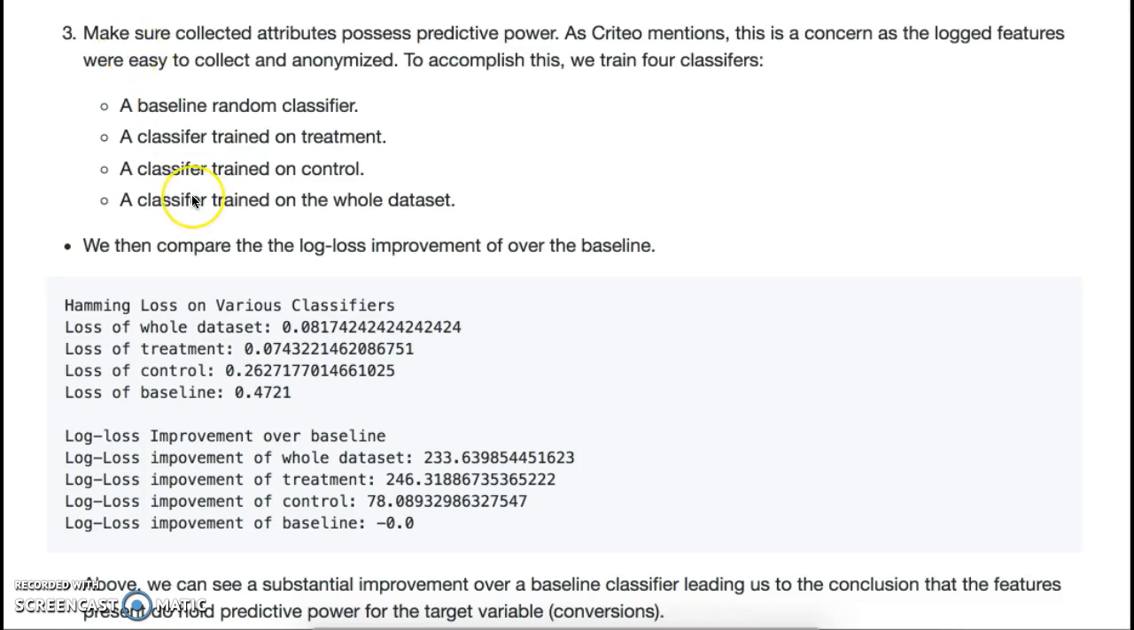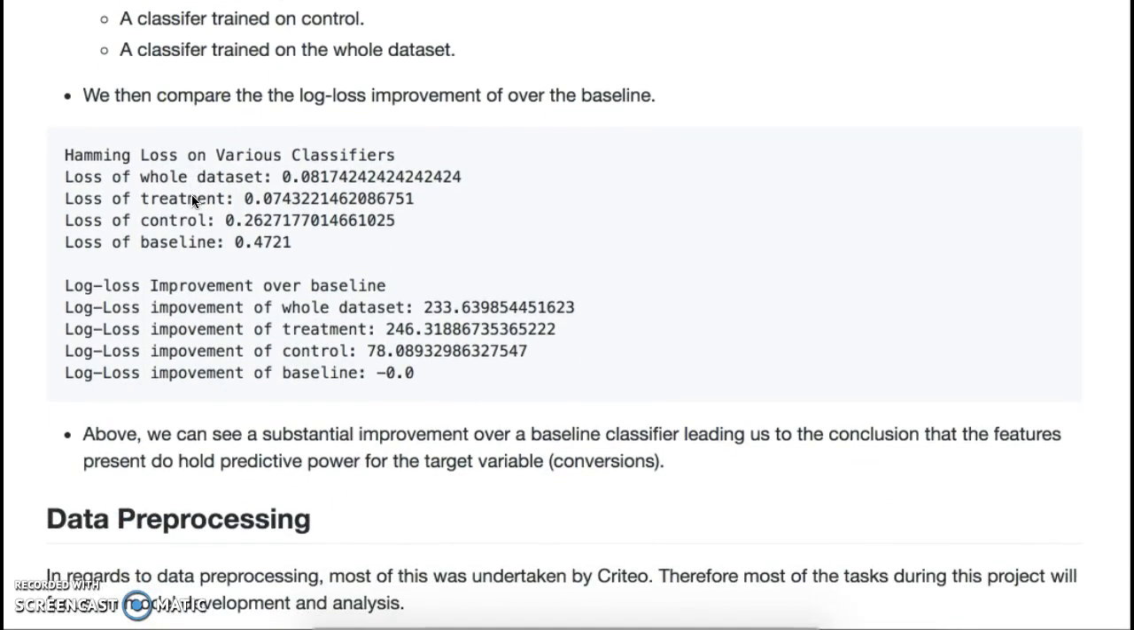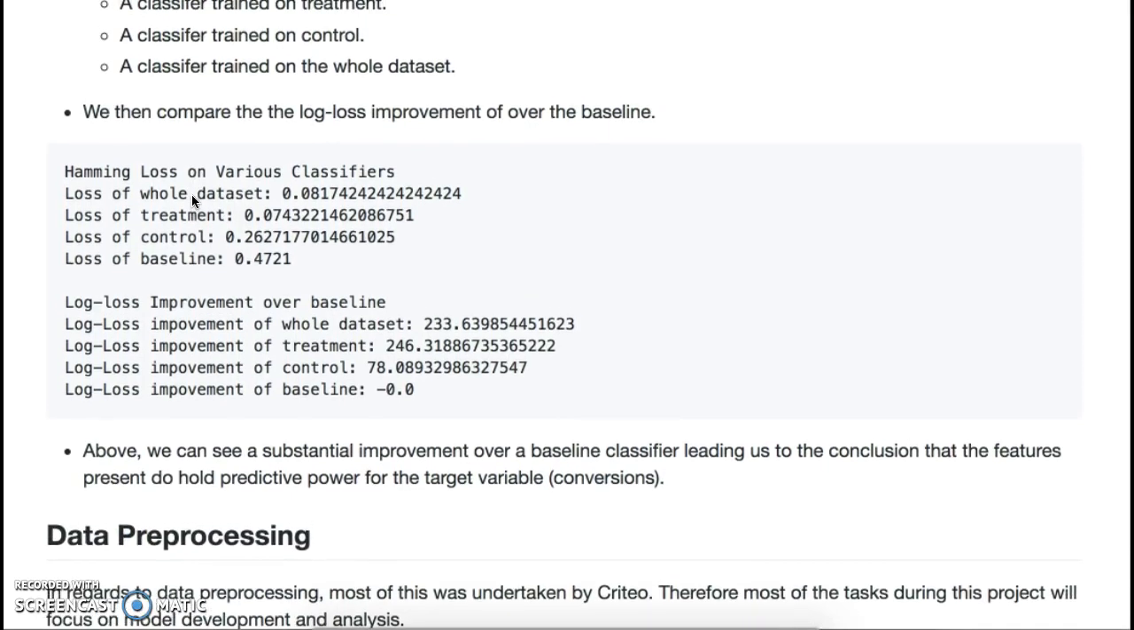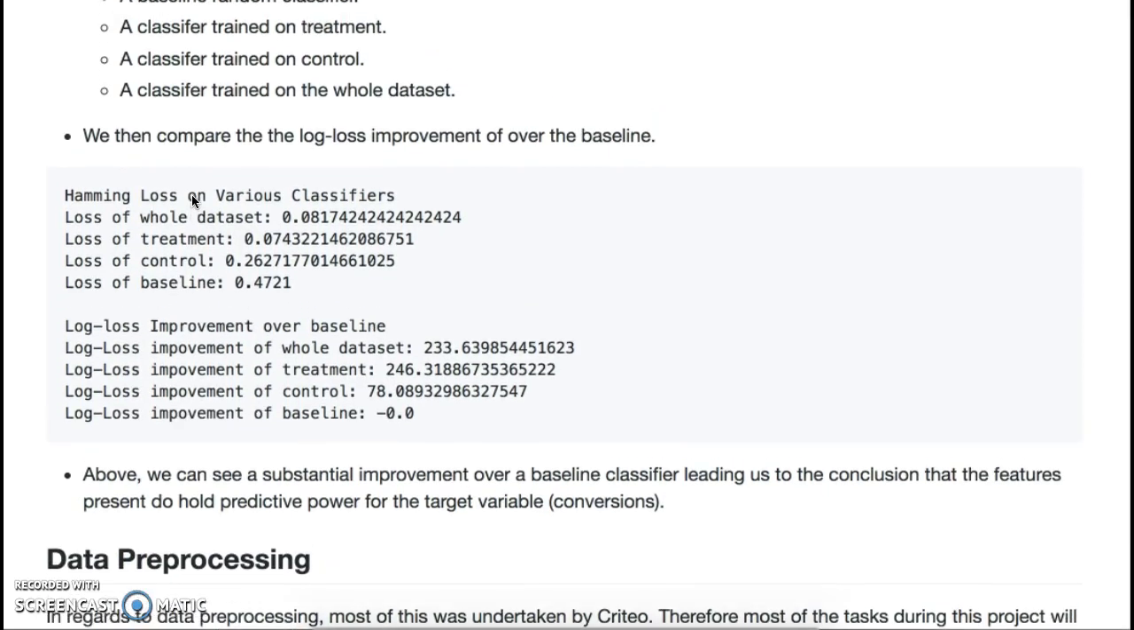So here, after we trained the classifiers, we can see the Hamming loss, which is basically the percent of predictions that were wrong for each of these classifiers. So for the whole data set, 8% were wrong. For the treatment, 7% were wrong. For the control, 26% were wrong. And then for the baseline, 47%, which is close to about 50%, were wrong. So we can see a significant improvement in the whole data set, treatment, and control.